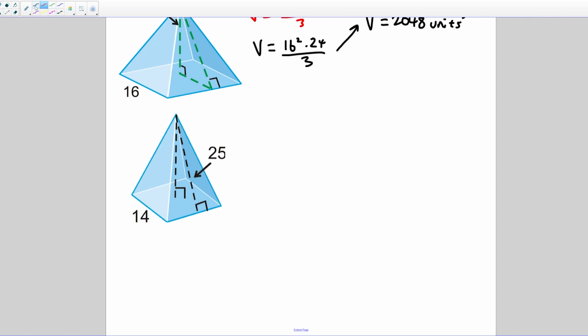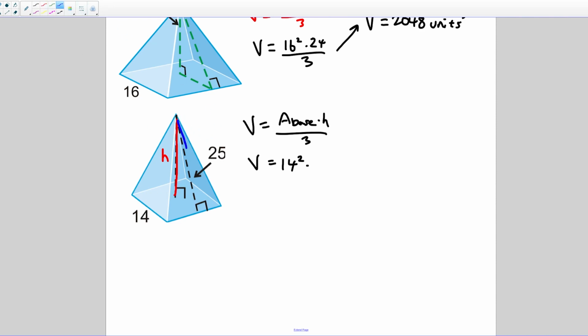This next one here, once again, starting off with our basic formula, area of the base times height divided by 3. Our area of our base is pretty straightforward. It's just going to be 14 squared because we are looking at a square. The only other problem is our height. We don't actually have the height of our pyramid here. That's going to be this guy in the red. So we're missing that height.